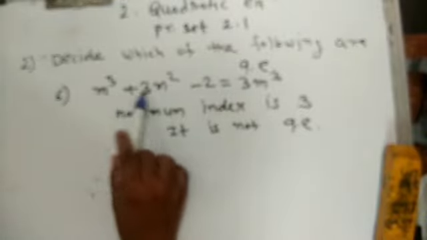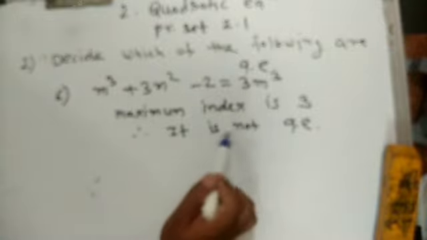Okay, it is not necessary to simplify it. Directly observe the given equation, then here we get the index is 3, therefore we can write the maximum index is 3, therefore it is not a quadratic equation according to the definition of a quadratic equation. This is the second question from practice set 2.1. After that, the third question.